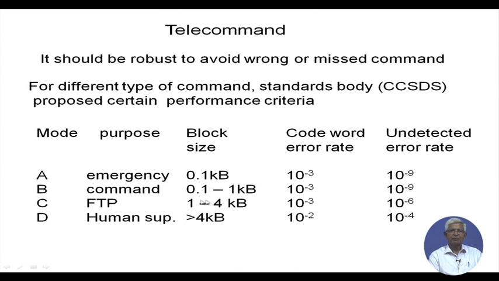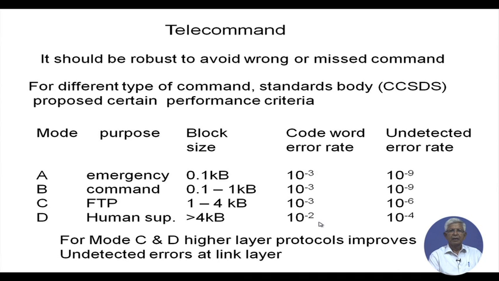Mode B is command mode, which has a slightly larger block size. The code error rate as well as the undetected error rate are the same, whereas in the case of file transfer or human support systems, modes C and D, the error rate and the undetected error rate are much higher. That can be adjusted by higher layers of protocol, which will improve the undetected error rate. But in case of emergency and telecommand, actual command mode A and mode B, your code error rate and undetected error rate are quite stringent.